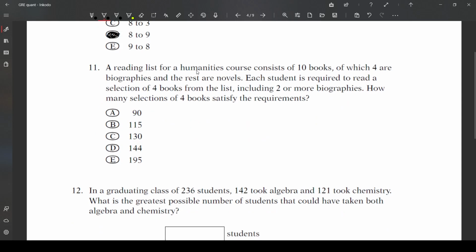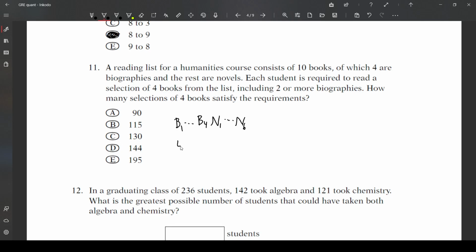A reading list for a humanities course consists of 10 books, 4 biographies, the rest are novels. Each student is required to read a selection of 4 books, including 2 or more biographies. How many selections of 4 books make the requirement? So you have B1 through B4, and then N1 through N6. And you have to choose 4 books, at least 2 of them have to be biographies.